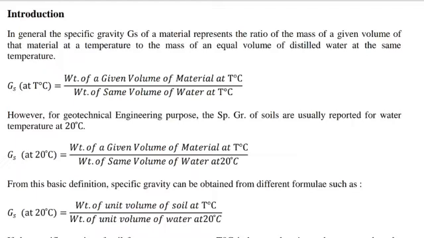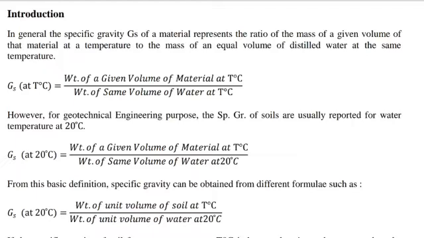However, for geotechnical engineering purposes, the specific gravity of soils is usually reported for water temperature at 20 degrees Celsius. Gs at 20 degrees Celsius is equal to weight of a given volume of material at T degrees Celsius divided by weight of same volume of water at 20 degrees Celsius.